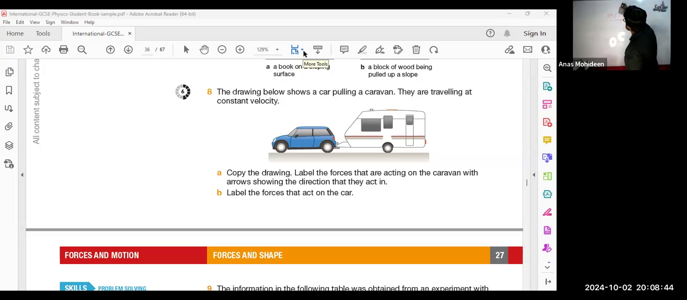The upward force will be the reaction force here. And the downward force will be the weight. And here also, it is the weight of the second object. This is the reaction of the second object. And that is an alternative part.